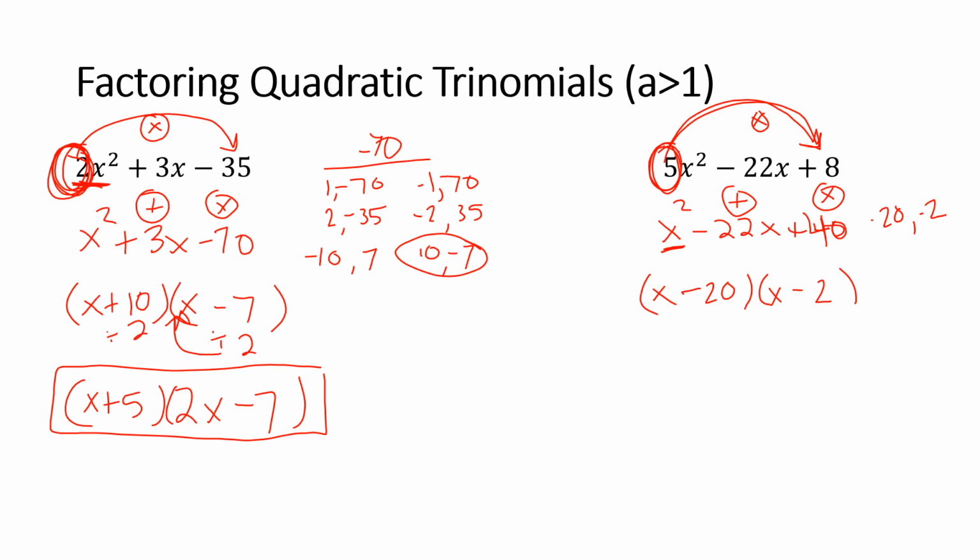Now, I'm not quite done because remember I multiplied by 5 at the very beginning. So to undo that, I am going to divide by 5. 20 divided by 5 is 4, so that's going to be x minus 4. But on the other side, 2 divided by 5 cannot be simplified, so we're just going to scoot that 5 up there to the front. So that would be 5x minus 2.